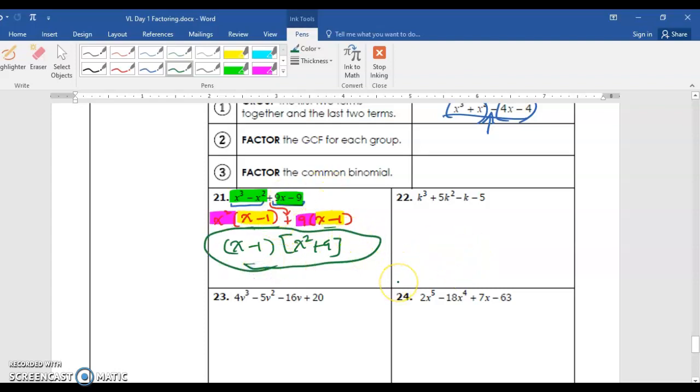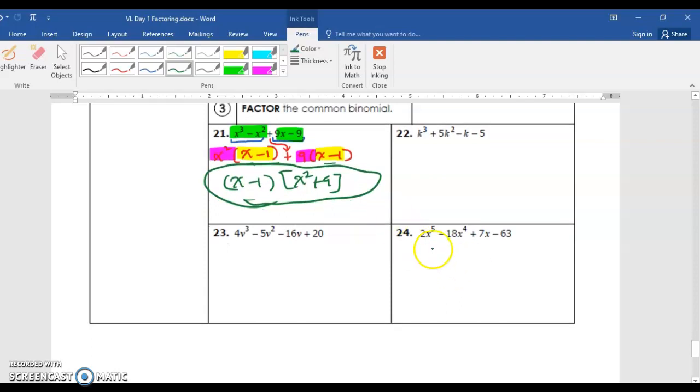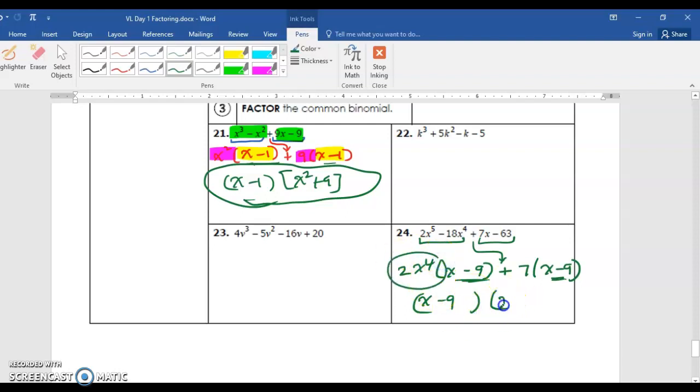Okay, let's do some more. Let's do the 24th one. Again, put them into buckets or trays, however you call it. In the first one, the GCF would be 2x to the 4 times x minus 9, right? Carry the plus sign carefully, and 7 is the other factor, x minus 9. See how they both are the same. Now pull x minus 9 out, and you're left with 2x to the 4 plus 7. So this is your answer.